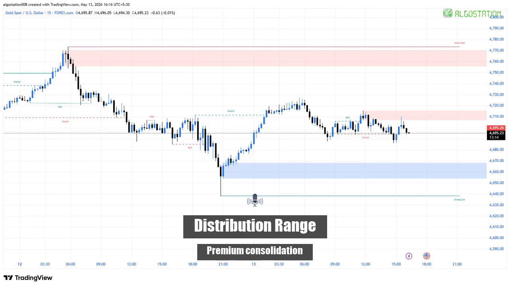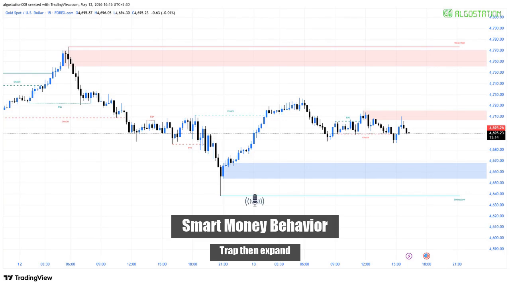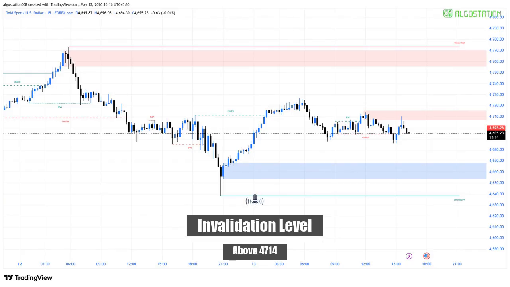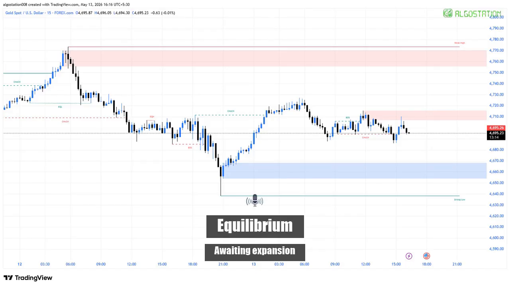This looks like textbook distribution, range, liquidity engineering, and failed continuation. Institutions often trap breakout longs, absorb their orders, and then expand into resting sell-side liquidity. As long as supply remains respected, downside remains the path of least resistance. A clean reclaim above supply would invalidate immediate bearish structure. Price currently trades at equilibrium, waiting for liquidity resolution.